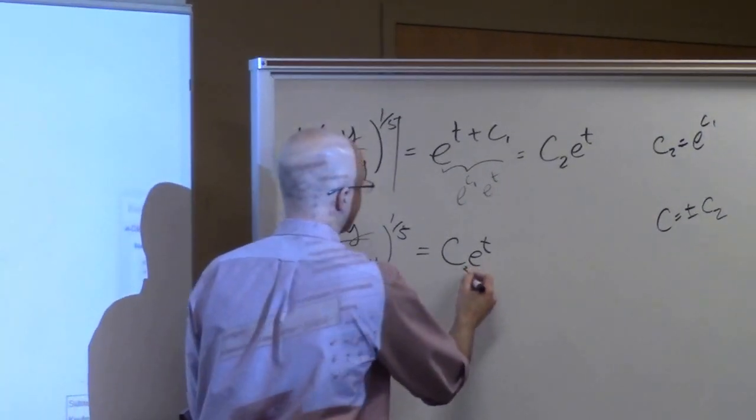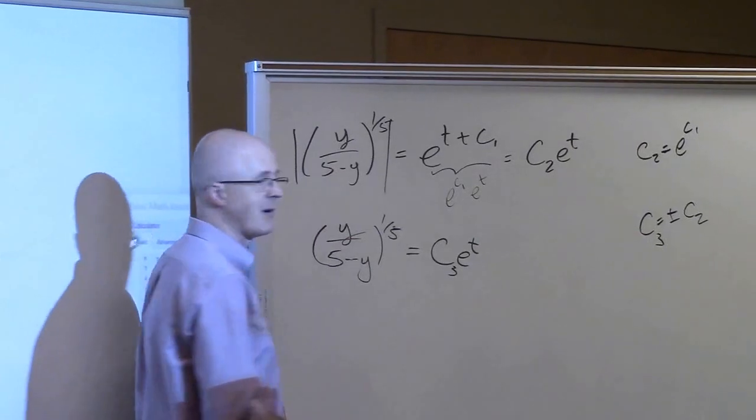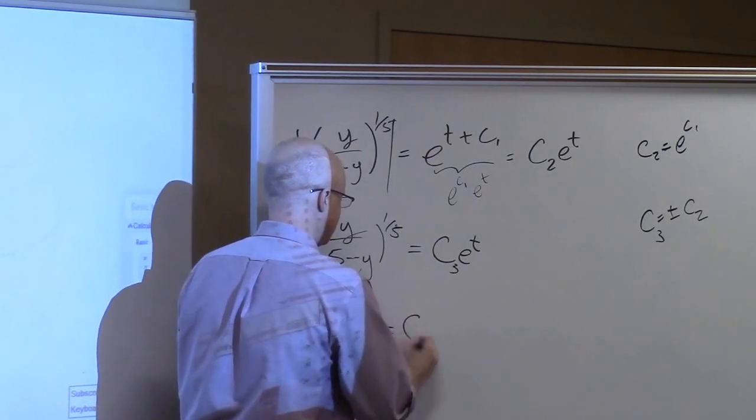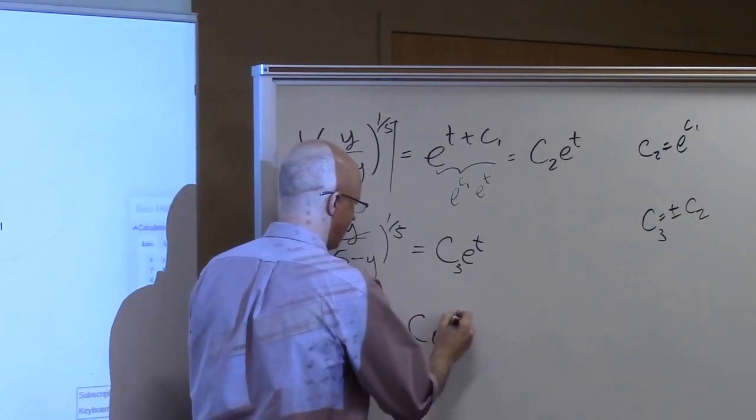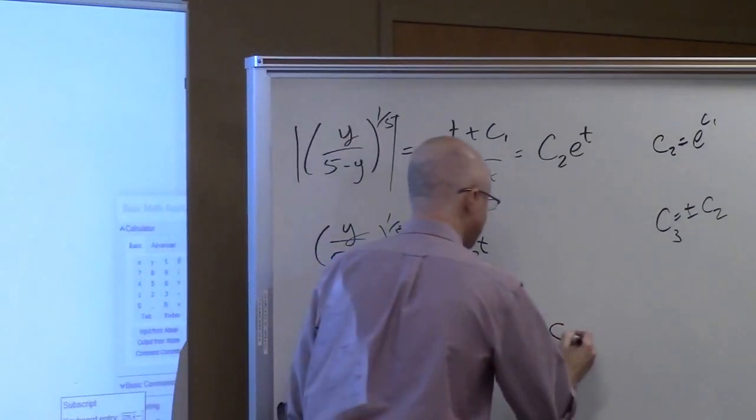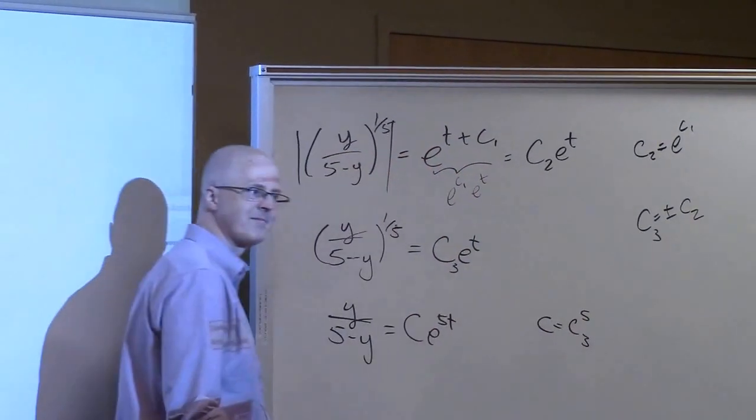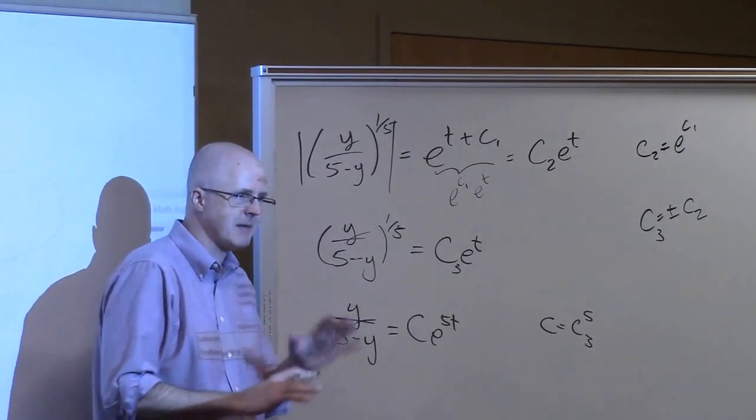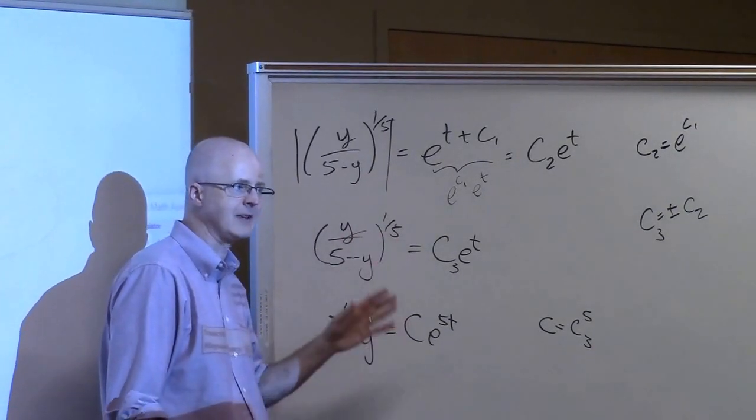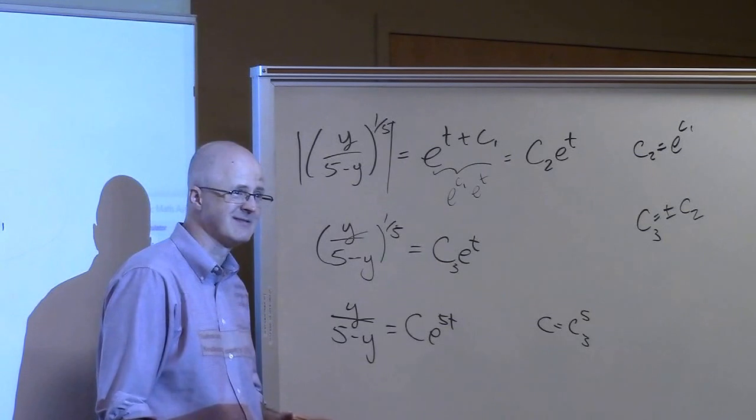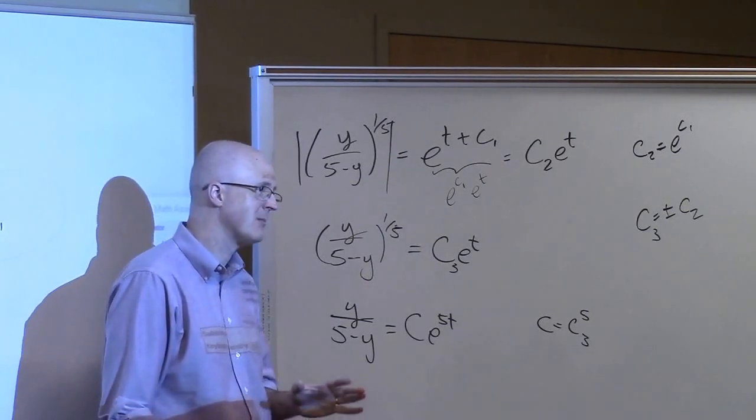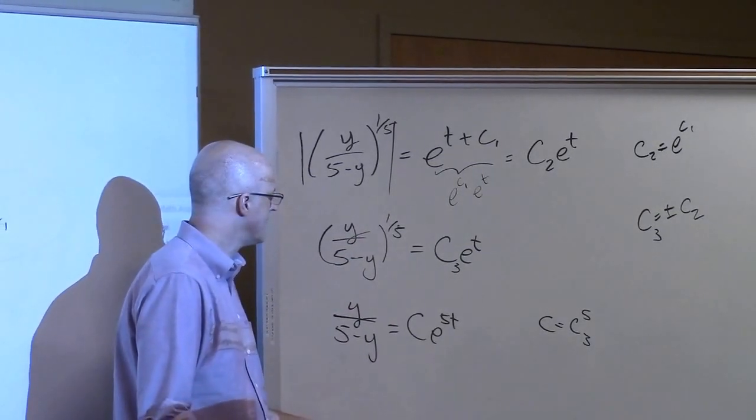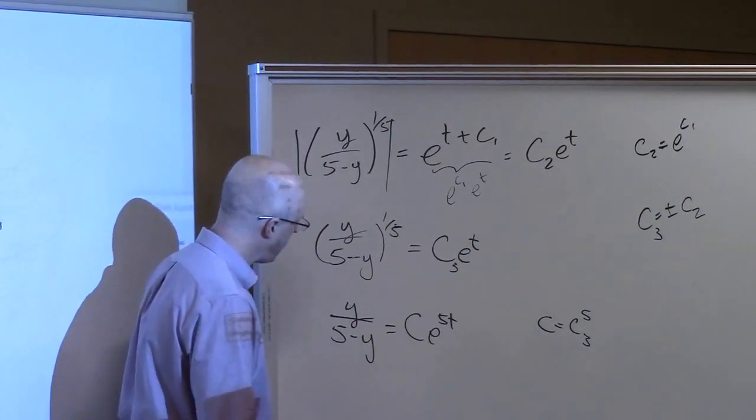Maybe I'll call this C3 actually, because now I'm going to raise both sides to the 5th power to help me solve for y. I think I'll call this C now. This C is C3 to the 5th power. Again, it's not a real big deal to have these different C's. Some people are sloppy and have the C the whole way and don't give them different names. It is confusing, I know, but it's not a big deal what you call it. We can be sloppy there.